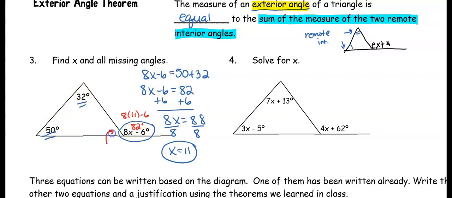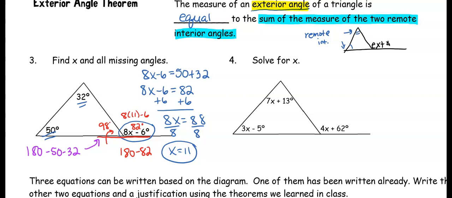To find this missing angle, you could either use the idea that you have a linear pair right here to do 180 minus 82 to find 98, or you can use the triangle sum theorem that gives you 180 minus 50 minus 32, which is still going to leave you with that 98 degrees. So a couple different ways you can work around finding that angle.